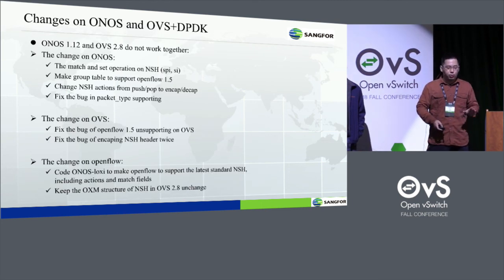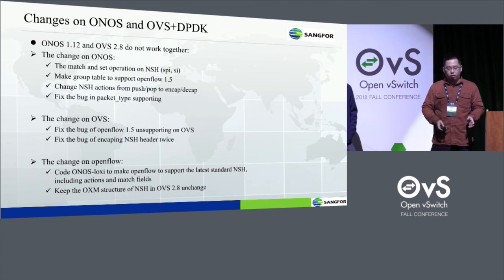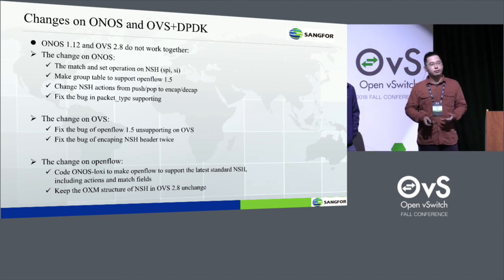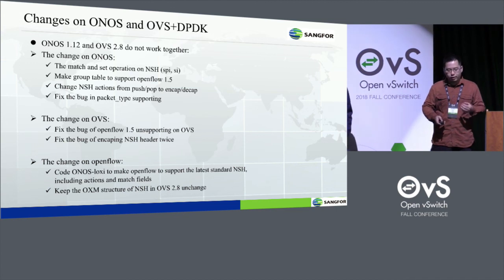Here we show our work on the ONOS, OVS DPDK, and the OpenFlow. First is our change on the ONOS, including the basic network function and the SFC function logic. We also realized the NSH function, changed the group table to support OpenFlow 1.5, and made some bug fixes. And the change on OVS merely focuses on bug fixes.